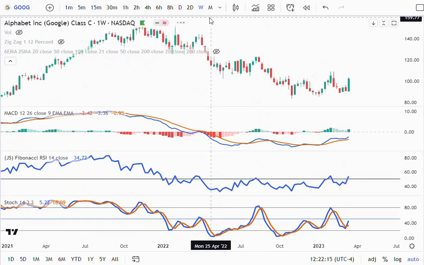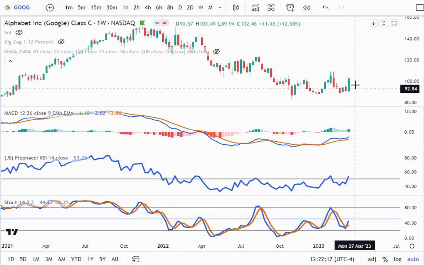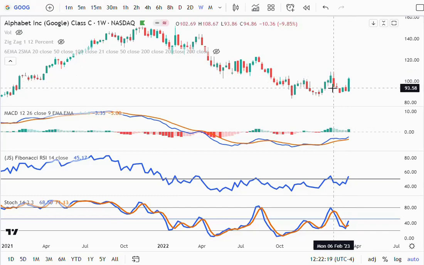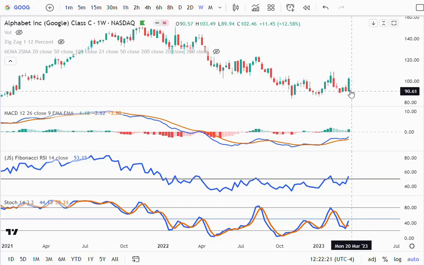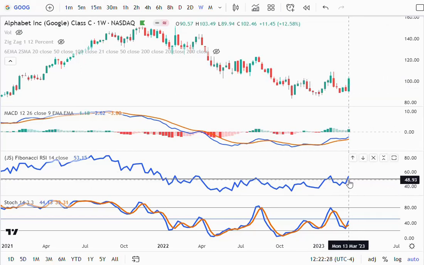If I look at the weekly basis, this is definitely a bullish looking weekly candle. You see, after 3 weeks of basically going sideways, you've got a massive green candle. You can see that weekly RSI has closed above 50. So this is a very positive sign.